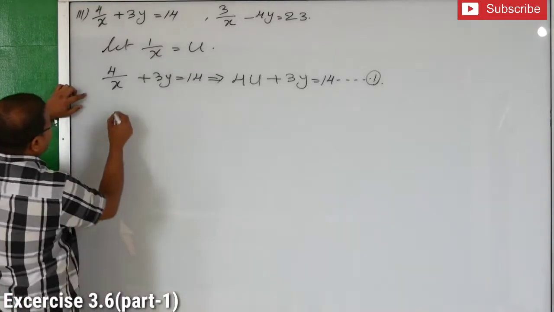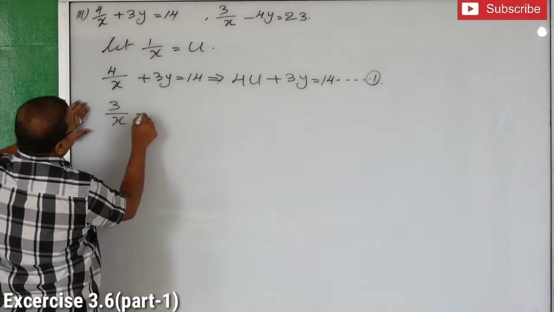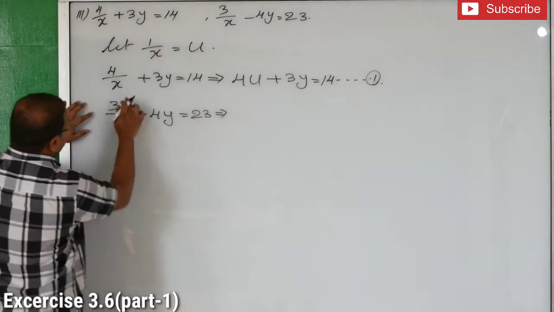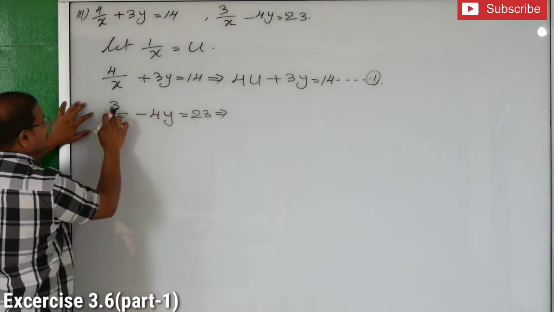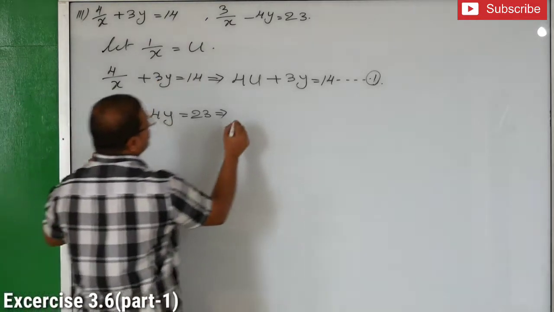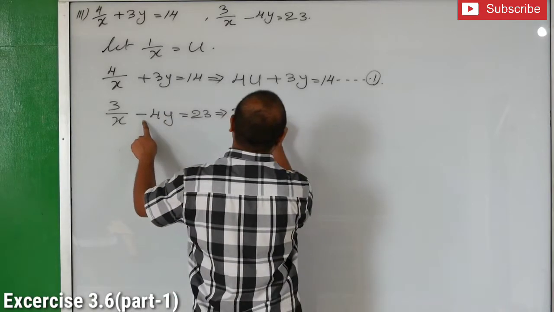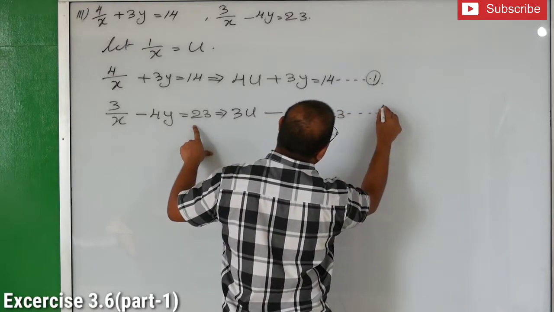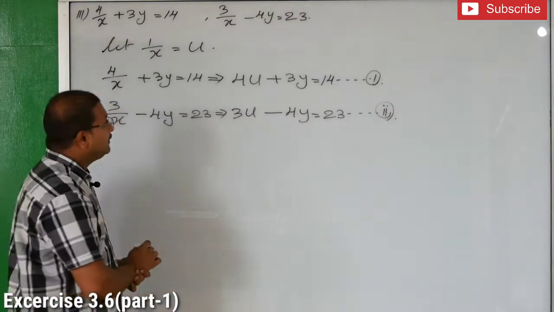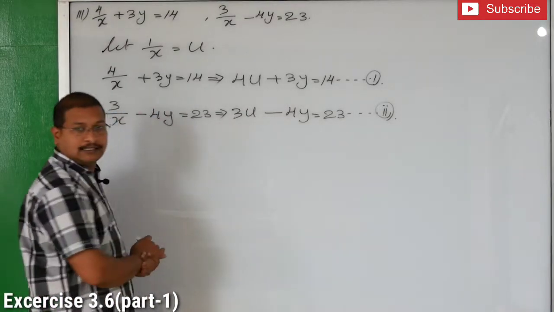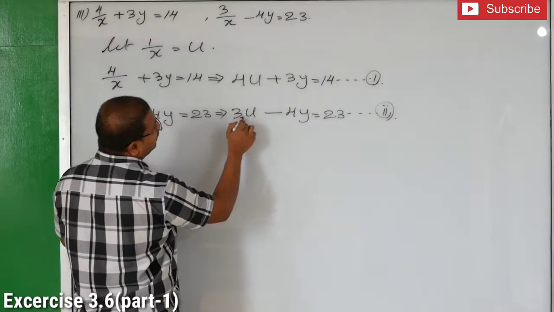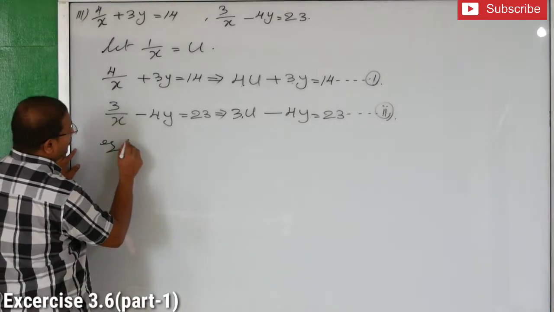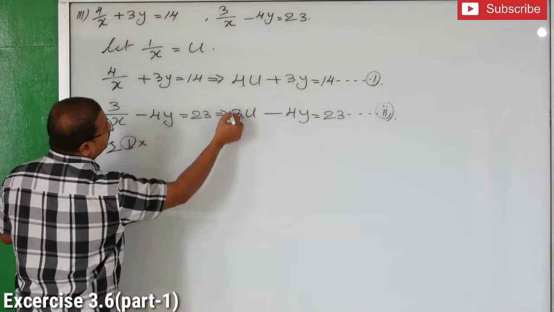After that, the second one, what is that? 3 by x minus 4y equals 23 implies, in place of 1 by x, what will you put? u. That means this will be 3u. So we will get 3u minus 4y equals 23. That is equation number 2. Ready? Now equating the coefficients. Any one of these. Say 4, 3. Here it is 3, 4. So we will just make it into 12. That means equation 1 into 3 we will multiply here.